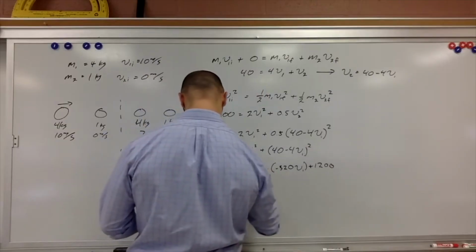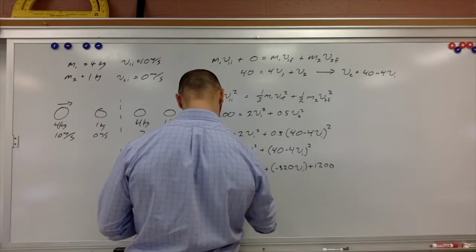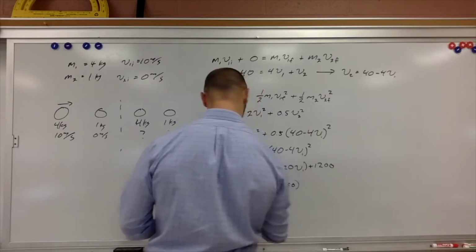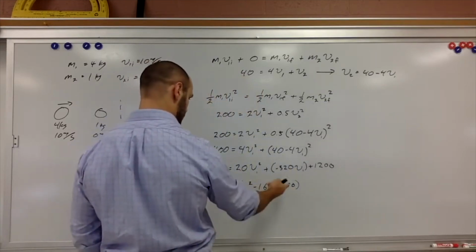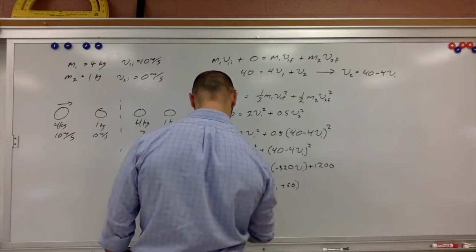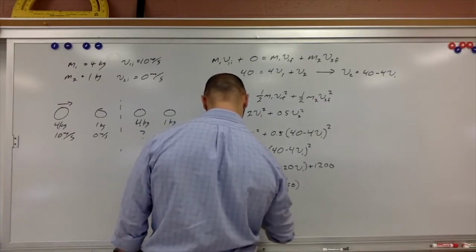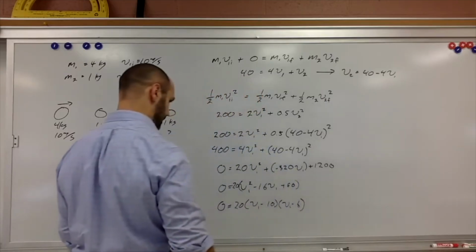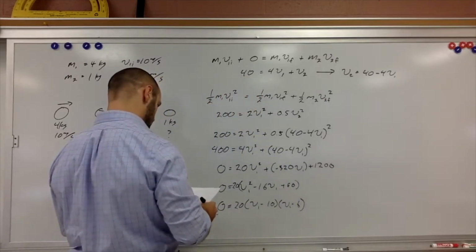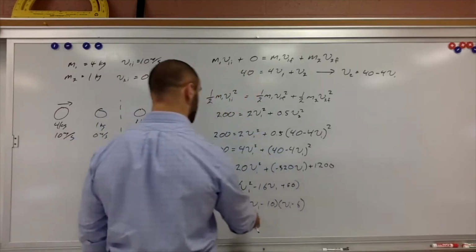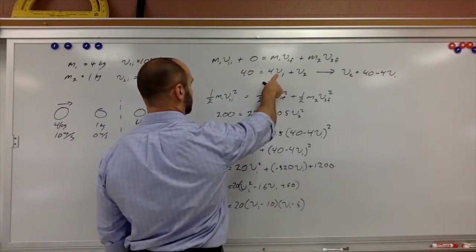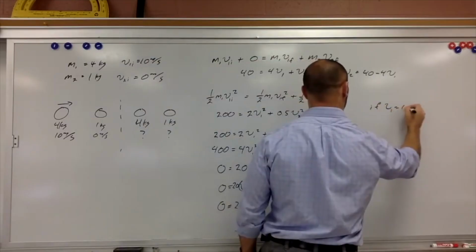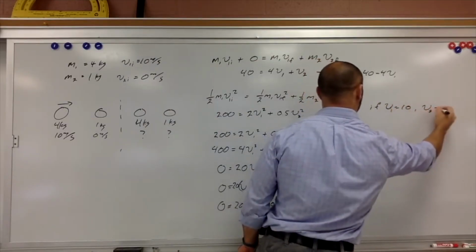And so you get 20 times (V1 squared minus 16 V1 plus 60). This, you can factor, right? Because 10 and 6, negative 10, negative 6. So 0 equals 20 times (V1 minus 10)(V1 minus 6). And so then if V1 is equal to 10, if I plug this in here, then V2 has to be equal to 0.